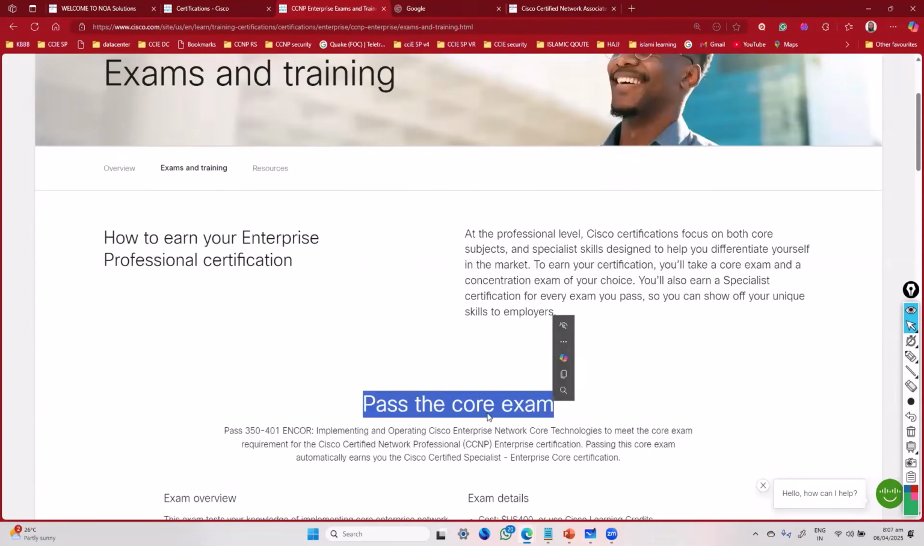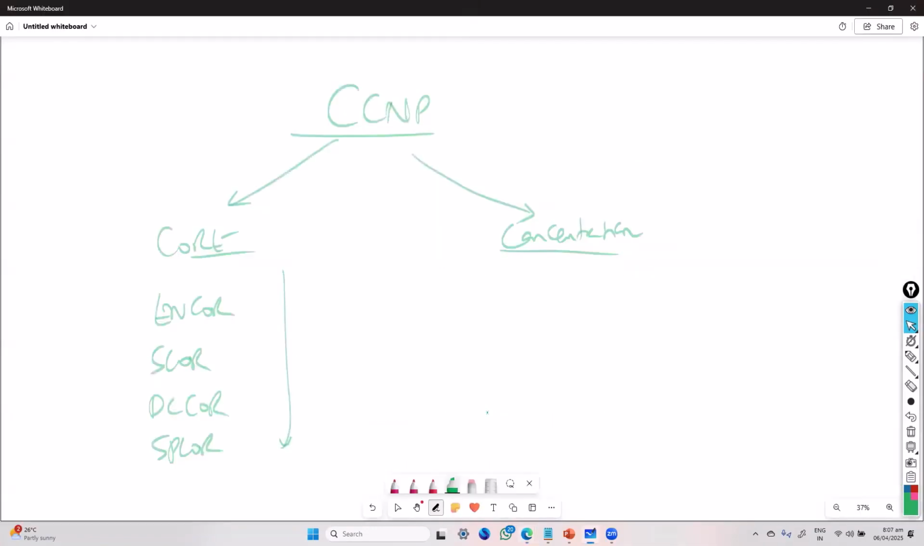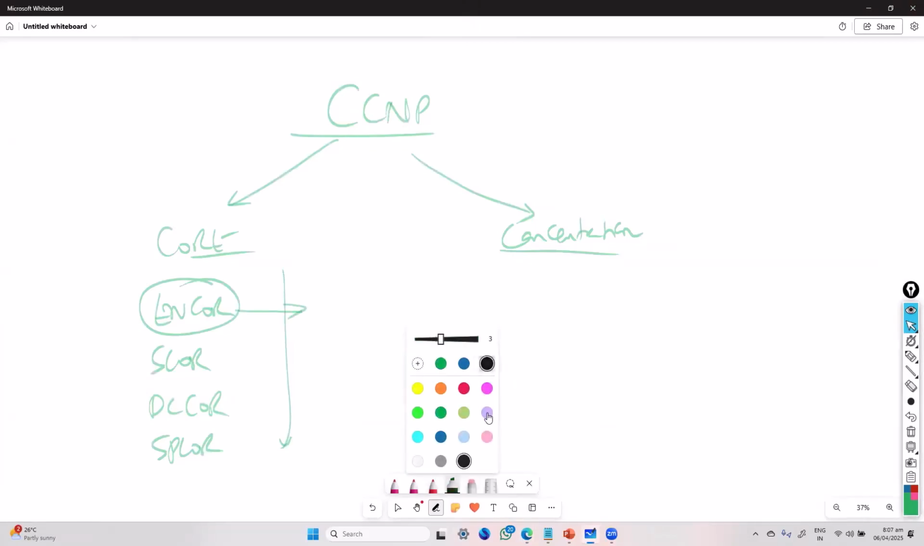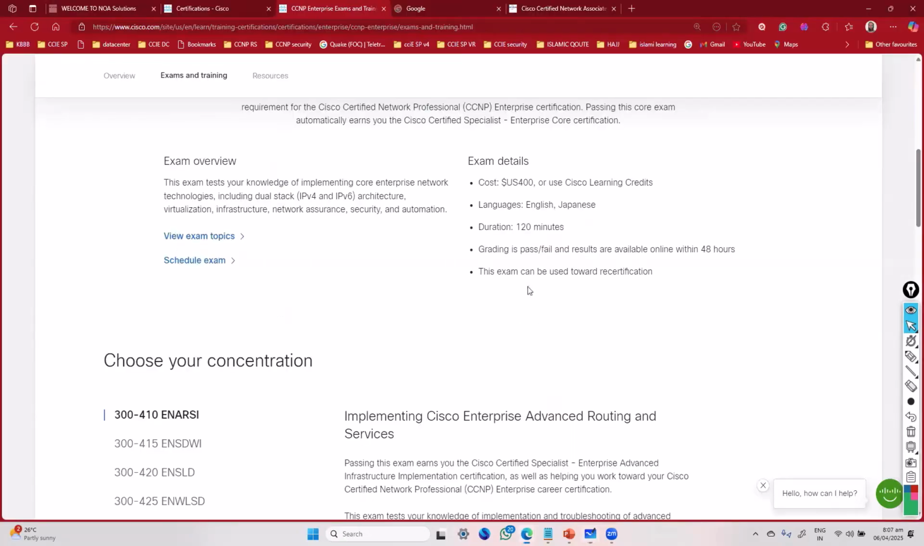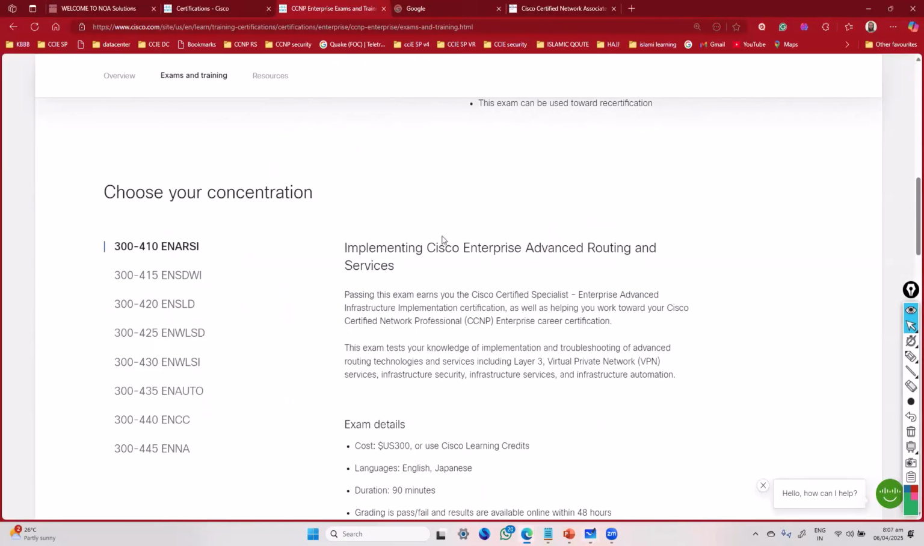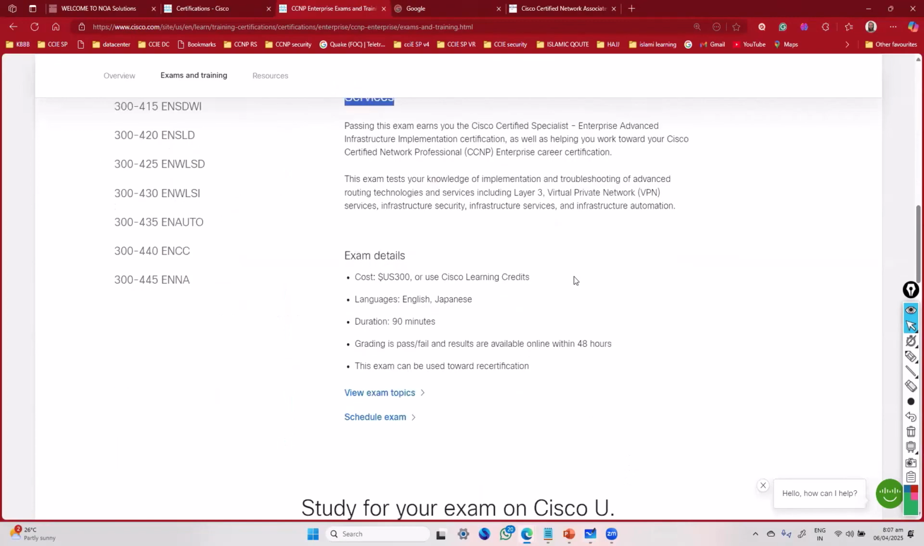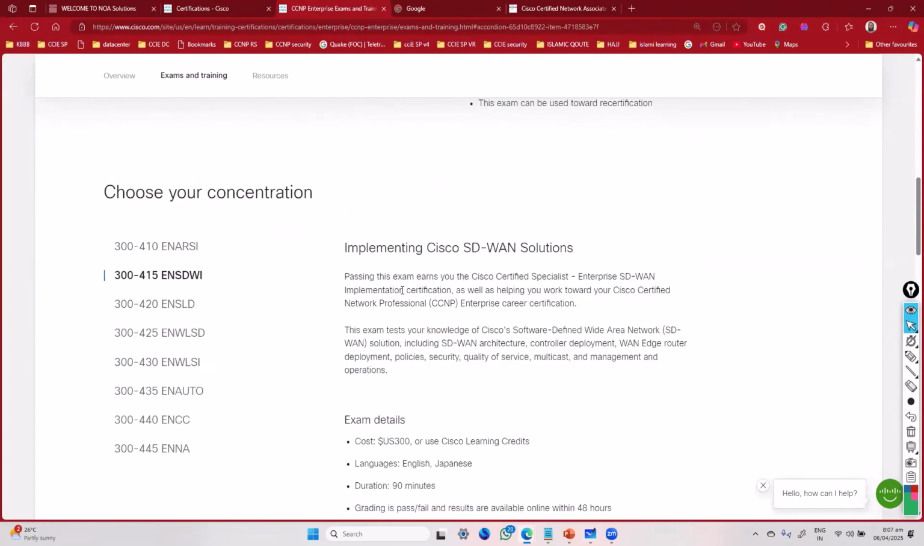So these are core exams, so you have to pass the core exam, like in our case if you are doing Enterprise. And likewise, you have multiple concentration exams like ENARSI, that's something we generally say, and SD-WAN. And again, there are many, like this is the Enterprise Advanced Routing, which will be covering up. Additionally, you will have Enterprise SD-WAN solution. This is more on WAN automation.